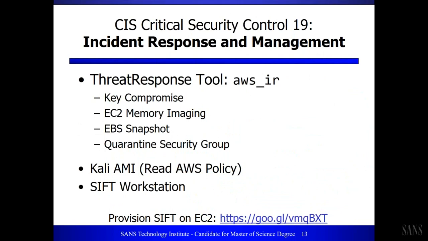The team at Threat Response have made some very cool tools for security in AWS. The AWS IR script automates the imaging of the EC2 instance memory, and it creates a forensic clone of the EBS virtual hard drive. And it does all this after placing it in a security group with a deny all ACL for both the inbound and outbound traffic.